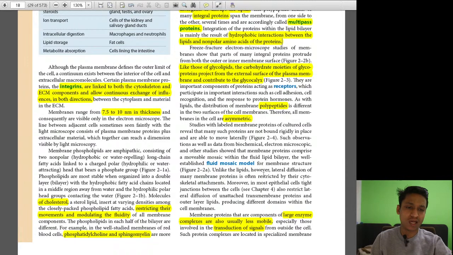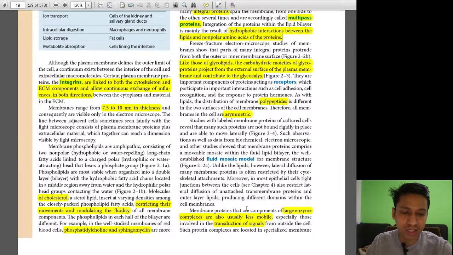Unlike the lipids, however, lateral diffusion of many membrane proteins is often restricted by their cytoskeletal attachments. Moreover, in most epithelial cells, tight junctions between the cells also restrict lateral diffusion of unattached transmembrane proteins and outer layer lipids, producing different domains within the cell membrane. So we are going to study different types of junctions in chapter 4. So let's check them out there.